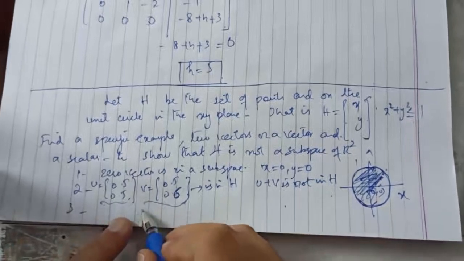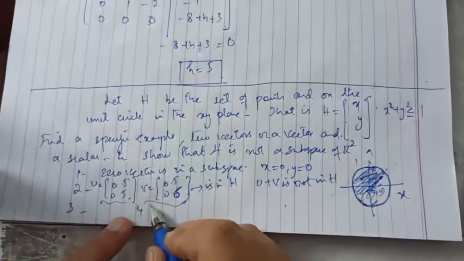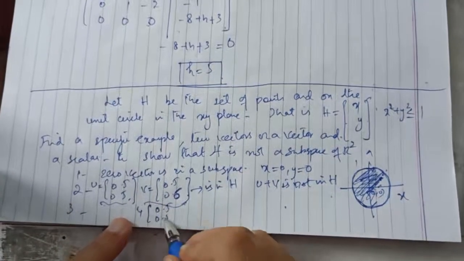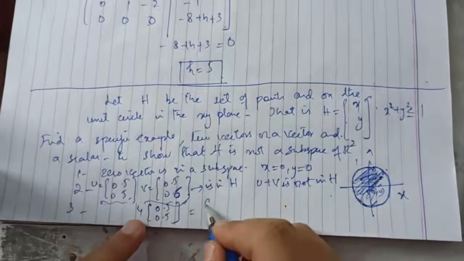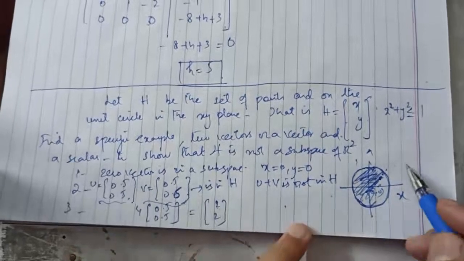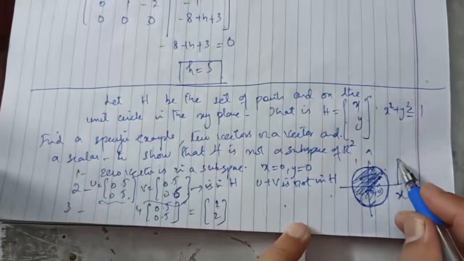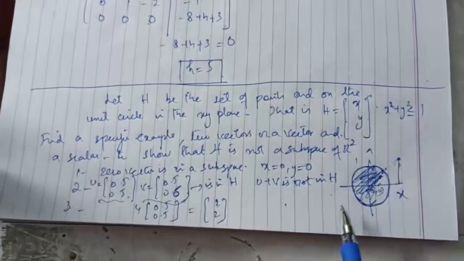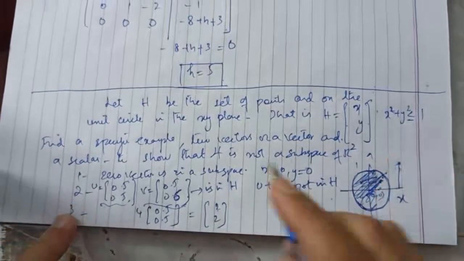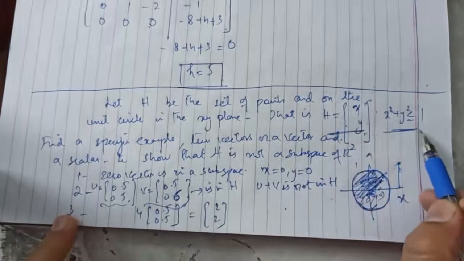If I multiply u by any scalar c, c can be 4. So 4 times 0.5 and 0.5 comes out to be 2 and 2, right? We know that the vector 2, 2 is not in that space, because 2, 2 would be somewhere at that point. So it means this set of points H defined under this condition cannot form a subspace. Okay, let's take another example.